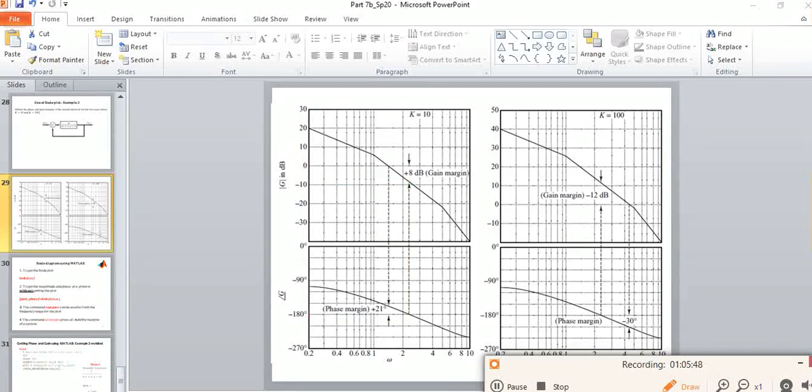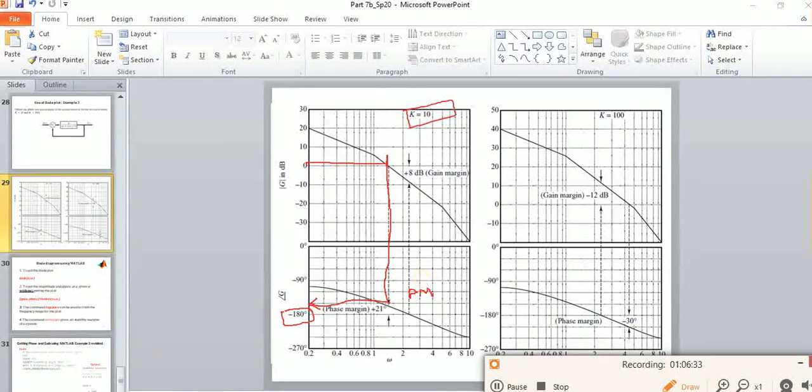Now coming to phase margin, we start where the gain curve crosses the 0 decibel line, that is here. You come straight, you meet this phase curve here. Now that means you are meeting the phase curve above minus 180. So this gap roughly is 21 degrees. Since you are meeting it above the minus 180 point, the phase margin is also positive. So when the gain k equal to 10, we got both the margins positive, meaning the system is stable.